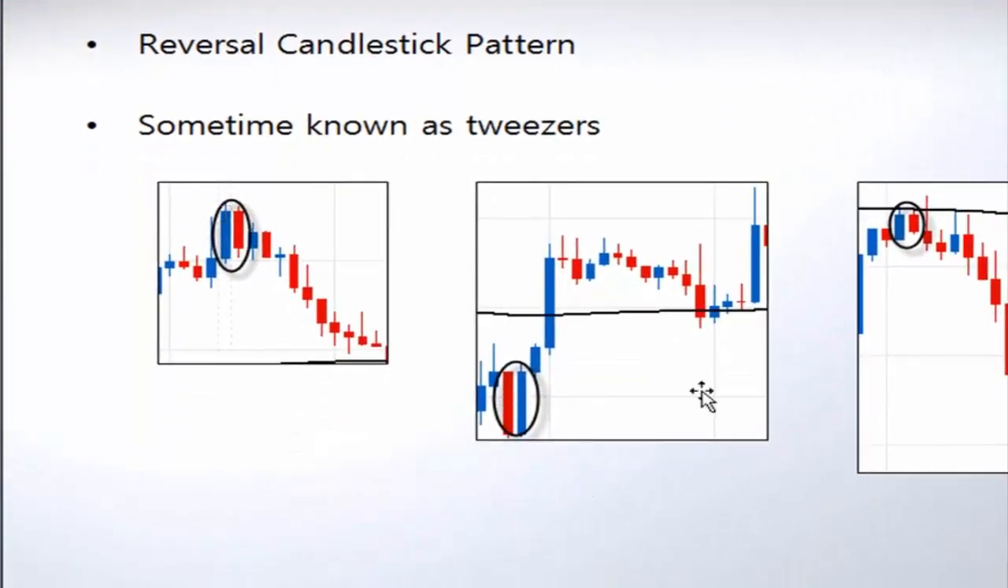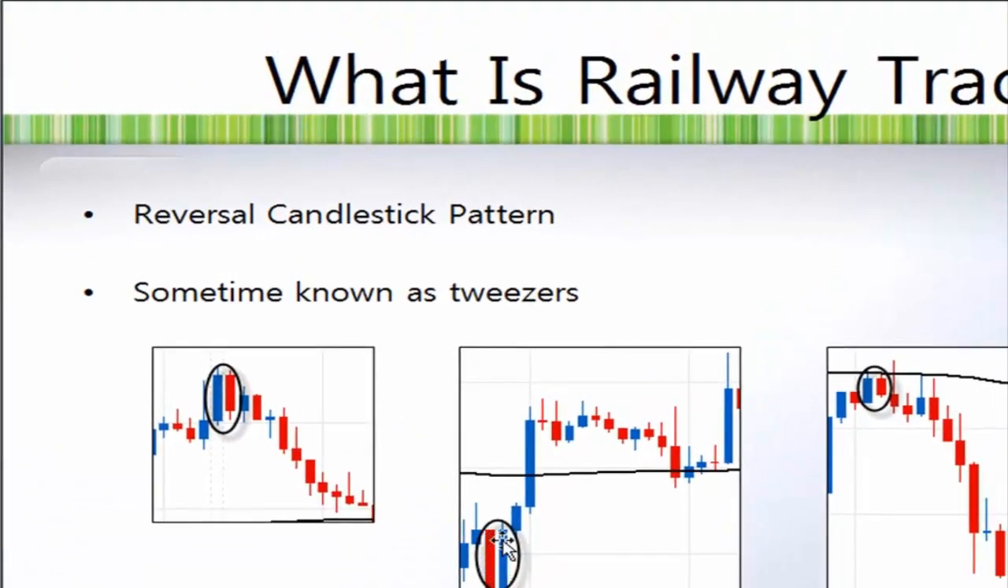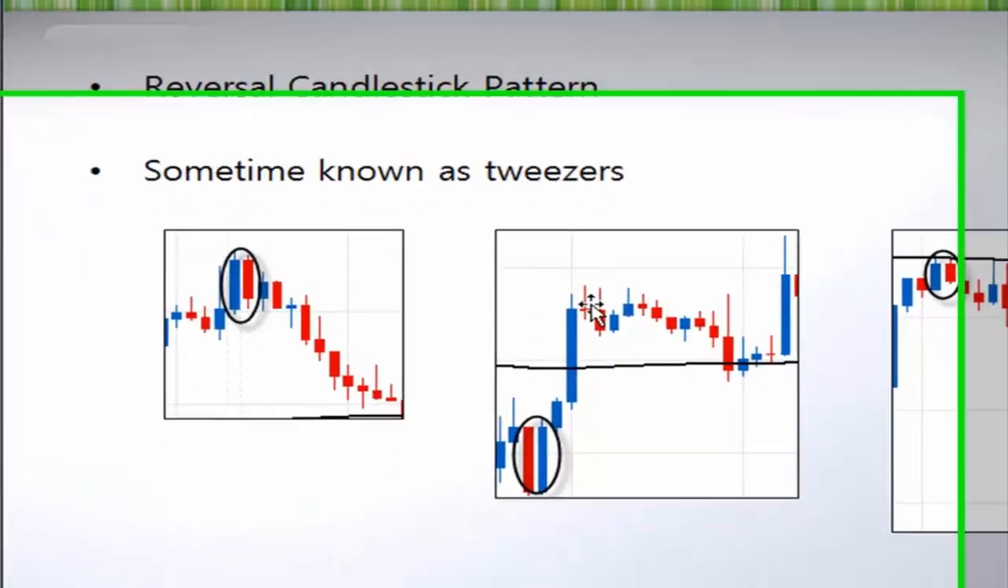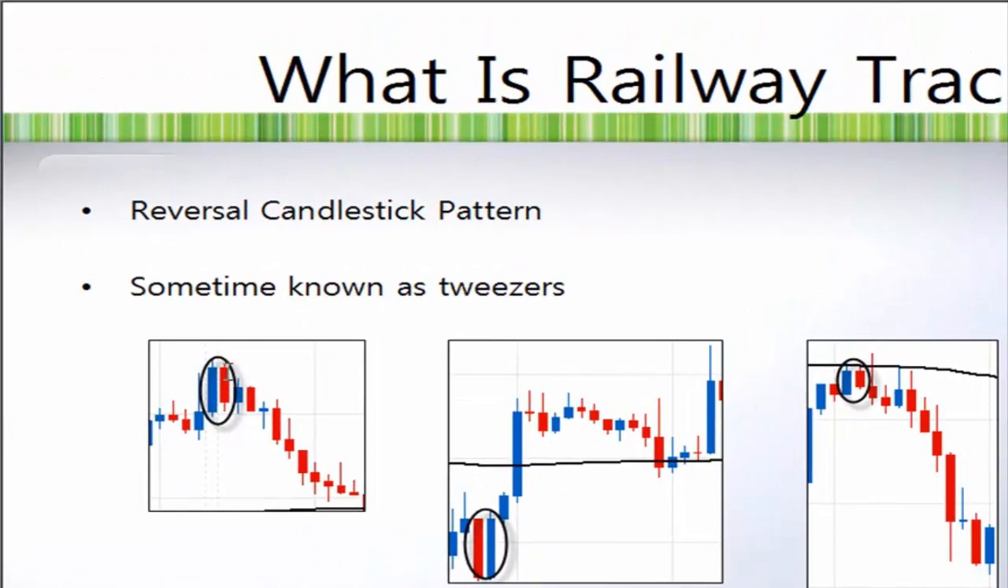So let us take a look at this one. Can you see? This is a down movement, and you have this railway track formation, and therefore price moves down. So you must be very careful when you trade this railway track. You must know how it looks. In an uptrend, the railway track is made of a long up candle and a down candle. In a downtrend, it is made of a down candle followed by an up candle.